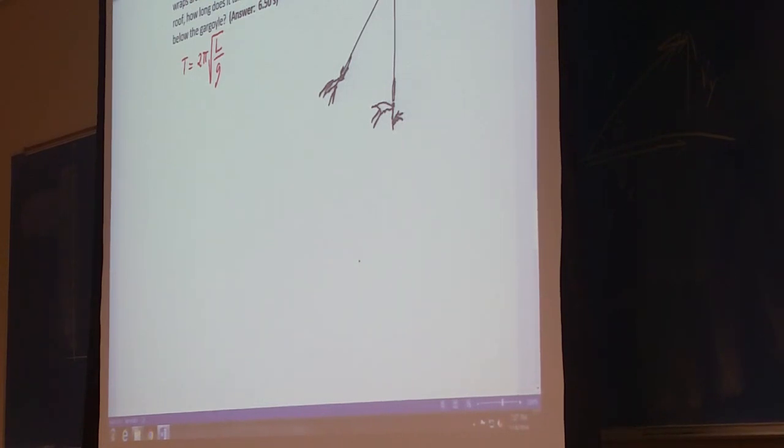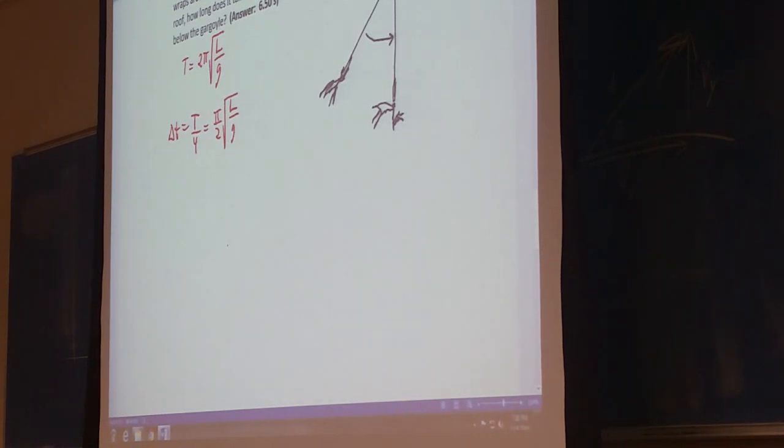Is the time that it takes to go from here to here equal to a full period? What fraction of a period is it? Yeah, it's 1/4. So after we've calculated the period, we're going to have to divide by 4. So we'll say that delta t is equal to T over 4, which is going to be equal to pi over 2 times radical L over G.